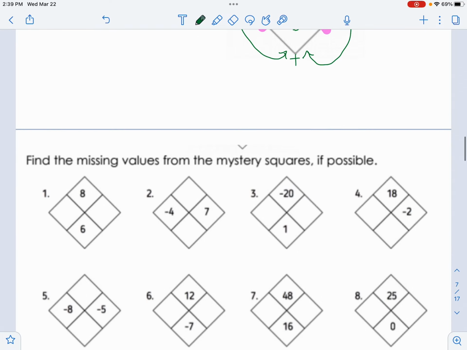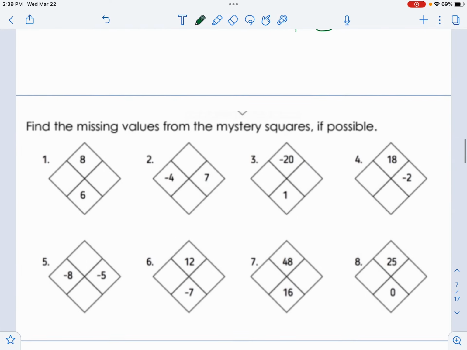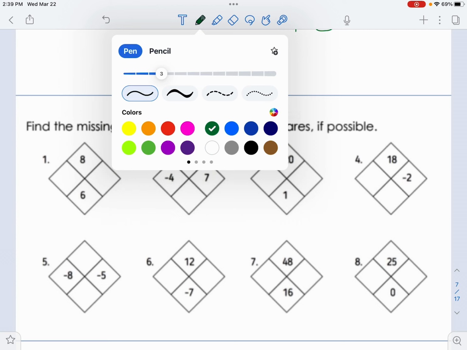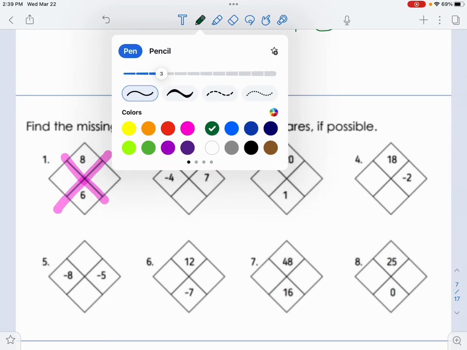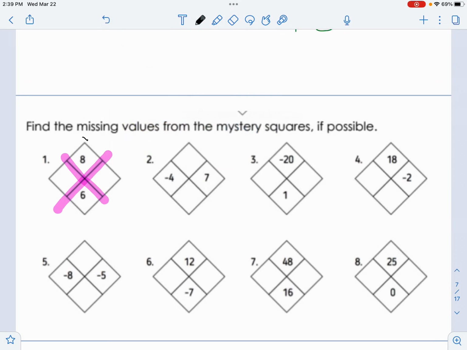So if we have some numbers, let's copy down just at least 1 through 4. Maybe we might do more. Remember, instead of drawing the squares, you could just draw an X. Put 8 at the top and 6 on the bottom. So we're trying to find numbers that multiply to 8, but at the same time add to 6.